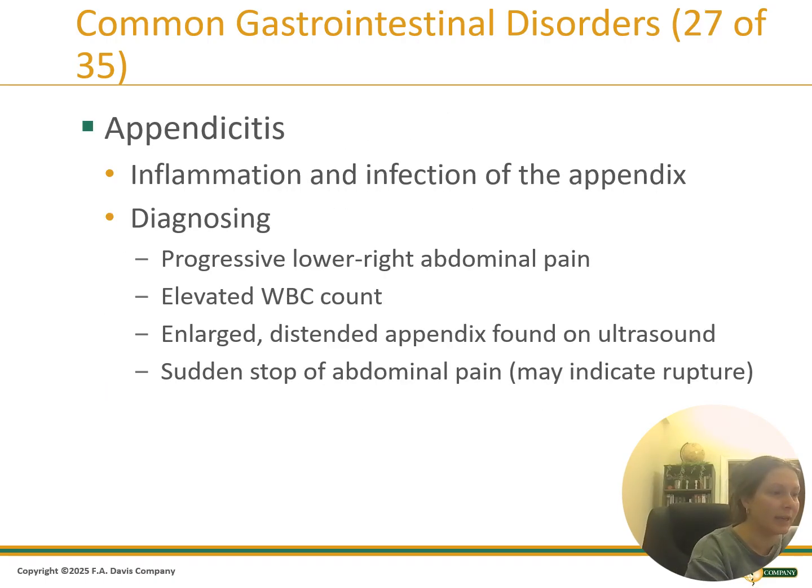Next we have appendicitis. This is an acute inflammation and infection of the appendix. It commonly presents with progressive lower right abdominal pain. We're often going to see an elevated white count. If we do imaging, such as an ultrasound, it'll also show an enlarged and distended appendix. Whenever a child complains, "Oh, my belly doesn't hurt anymore, I want to go home," that's your red flag that it could have ruptured.